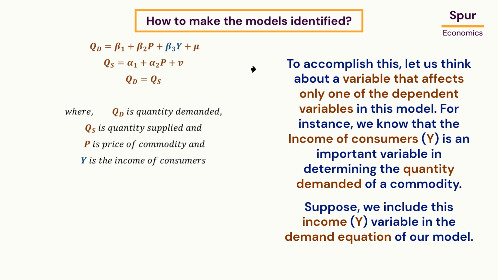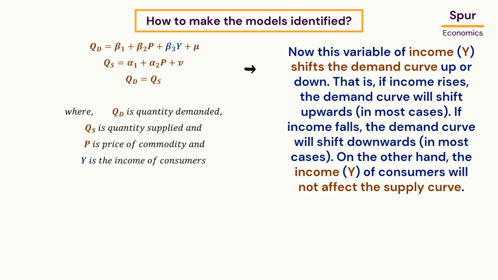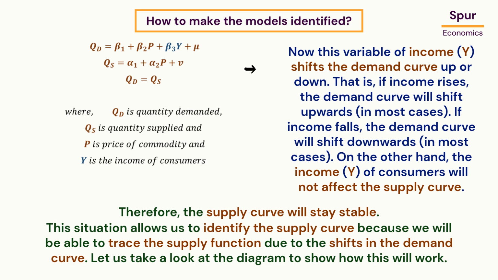For instance, we know that the income of consumers is an important variable in determining the quantity demanded of a commodity. Suppose we include this income variable in the demand equation of our model. Now this variable of income shifts the demand curve up or down. That is, if income rises, the demand curve will shift upwards. If income falls, the demand curve will shift downwards. On the other hand, the income of consumers will not affect the supply curve. Therefore, the supply curve will stay stable.